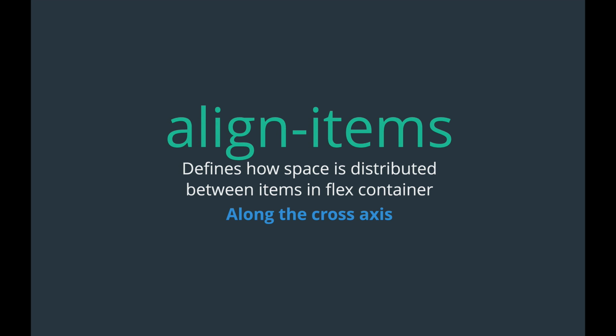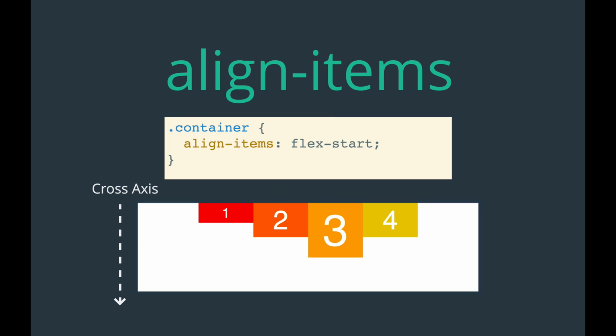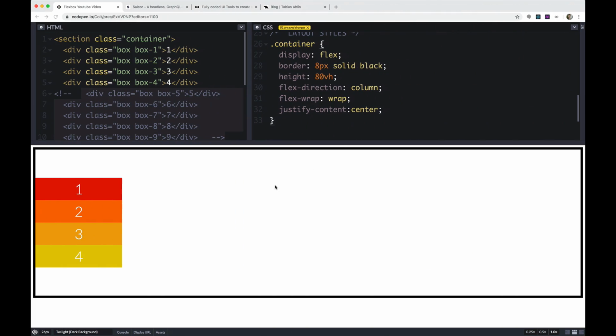Align items defines how space is distributed between items in the flex container along the cross axis. Very similar to justify content, but justify content is for the main axis. Align items is for the cross axis. So we can do flex start, which is going to be the default. If I set this to flex start, align items flex-start, the cross axis goes from left to right, so they're already aligned to the start.